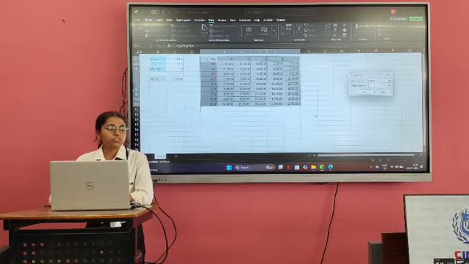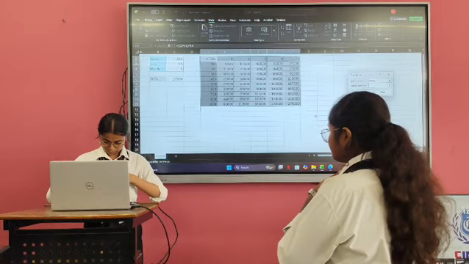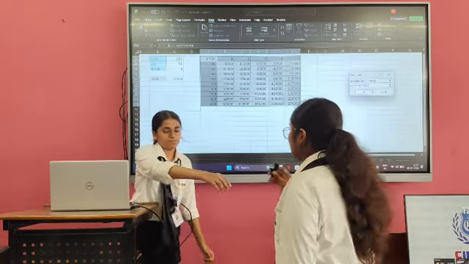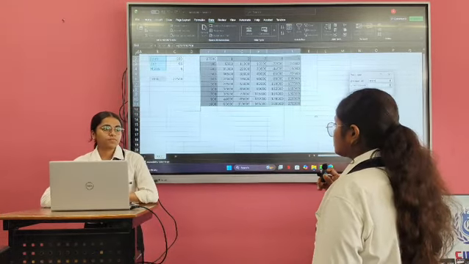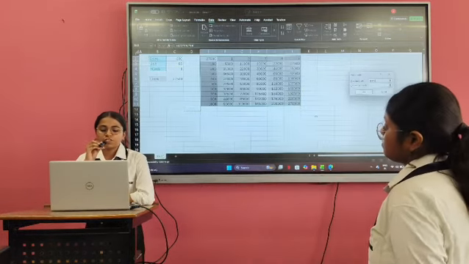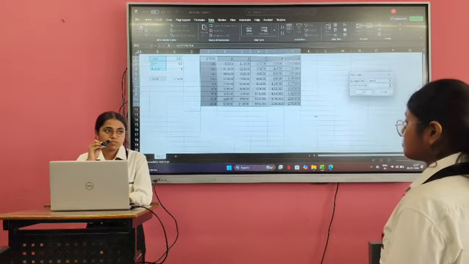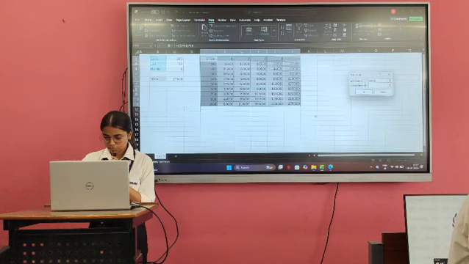Do you have any question regarding this topic? How is it different from one input cell? Yes, it is different from one input cell because it takes two types of input cells.